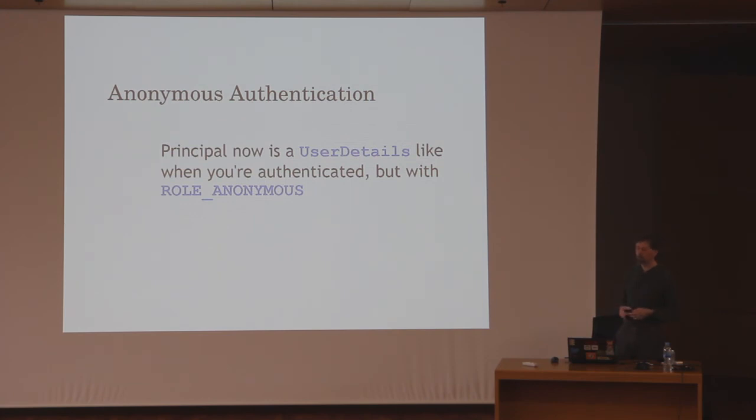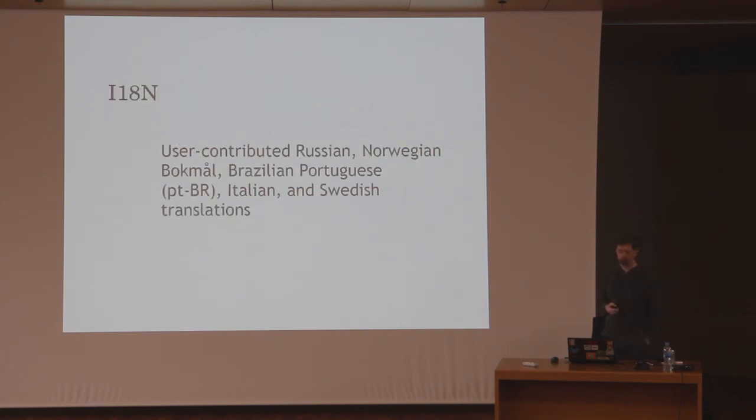That's really silly. So I changed it all around so that there's always a user details. But if you're anonymous, then you're not a real person. You're not really logged in. You just have role anonymous, and you just never grant role anonymous to anything. They can never do anything. So it works exactly the same way. It's just more consistent. You don't have to do these silly instanceof checks.